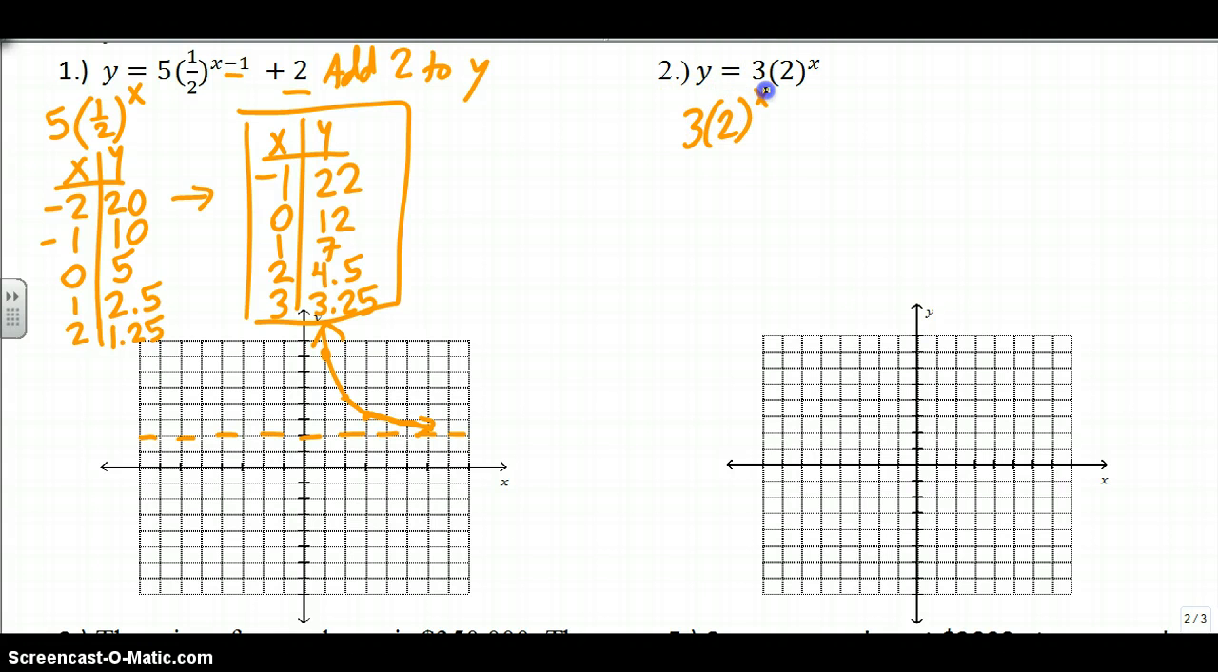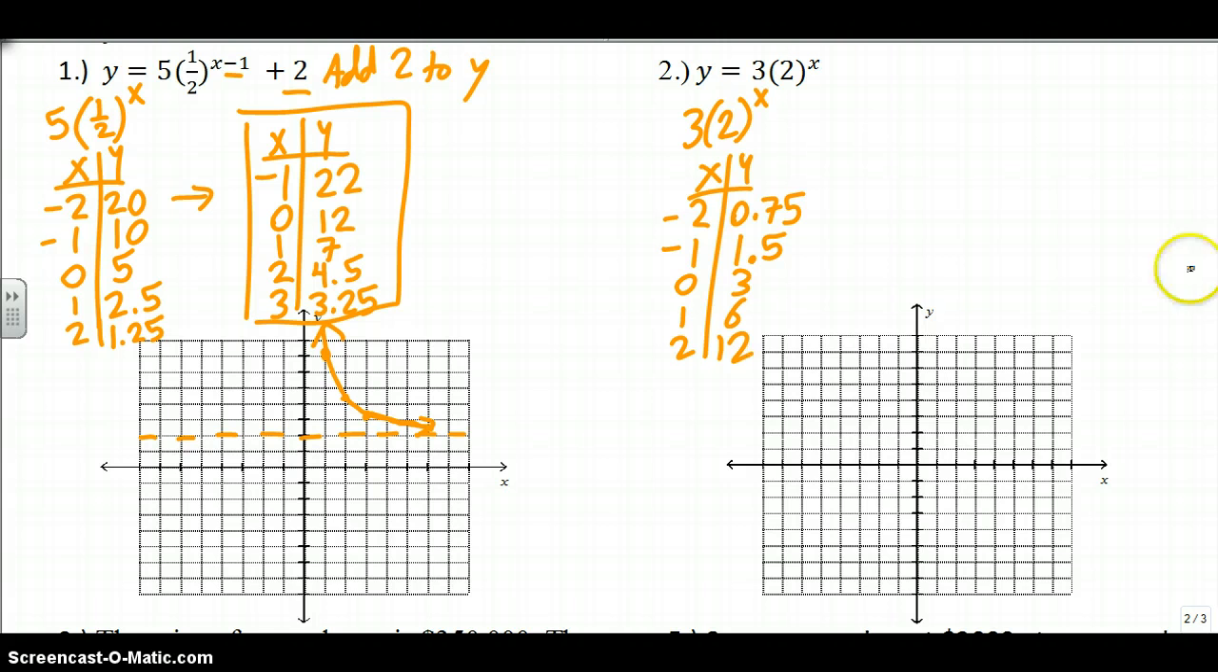Number 2 is almost identical, only a little less work. Let's make a t-table for 3 times 2 to the x. So, same x values. 2 to the -2 will be 1/4, and 3 times 1/4 will be 3/4, or 0.75. Sometimes decimals are easier to graph. 2 to the -1 is 1/2, times 3 is 1.5. 2 to the 0 is 1, times 3 is 3. You notice now we're doubling every time. So 2 to the 1st is 2, times 3 is 6. This will be 12 as well.